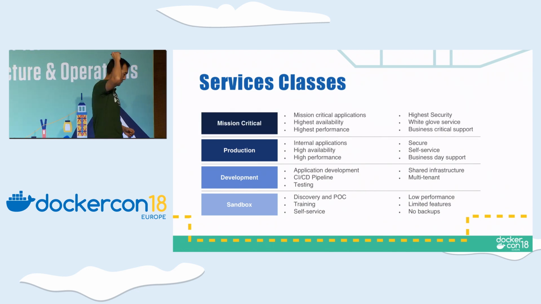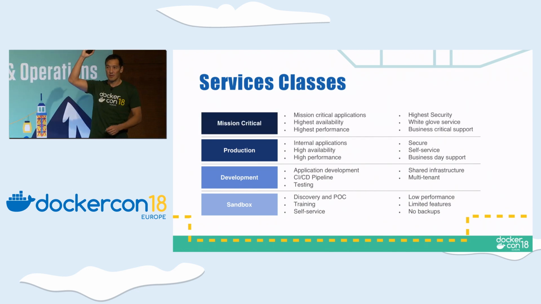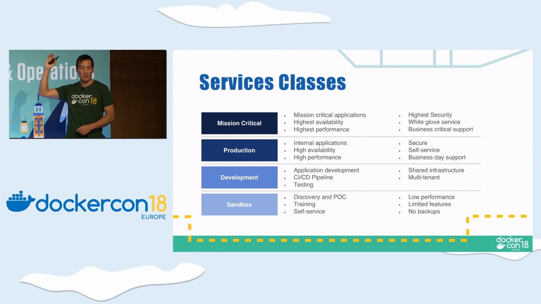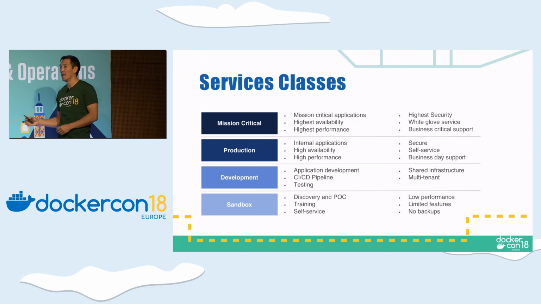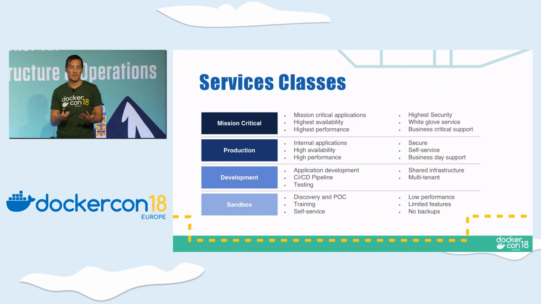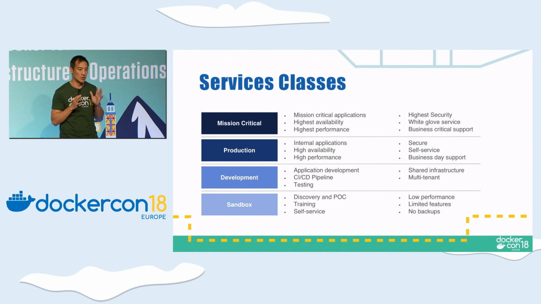And then the final level is your mission critical applications. For these, you want the highest performance, highest availability, highest security, and you might even want to think about providing a white glove service. What would that mean? You'd train these teams and really help them to onboard to the platform. And you would of course want to give them business critical support, so 24/7, follow the sun. So think through these different service classes that you can offer to your teams.